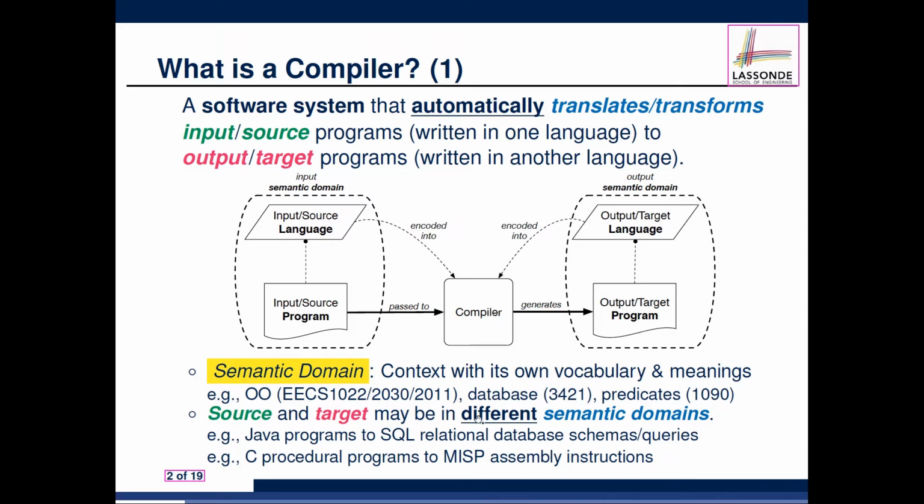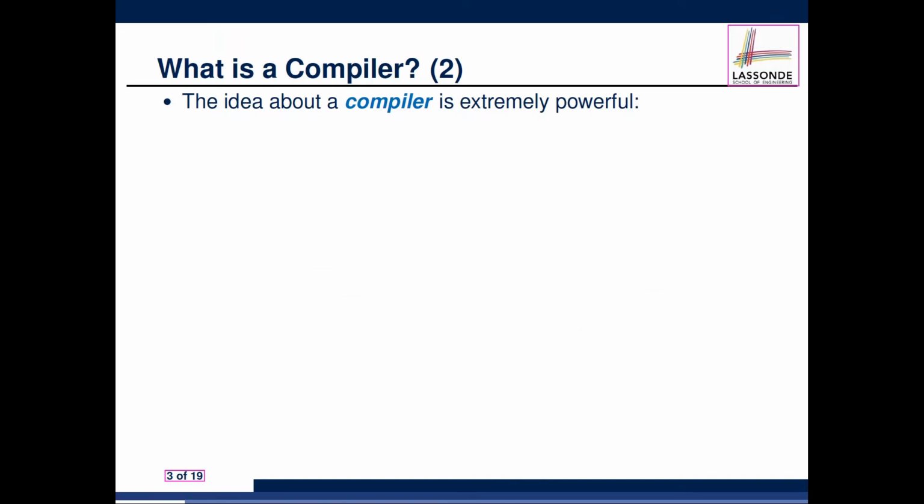Anyway, I think the first example here, to go from Java into SQL, is a more modern application of the compiler. But in your applications, even beyond this course, don't restrict yourself. You can basically translate anything to anything else. That's really my take-home message for you. The idea about a compiler is extremely powerful: turn anything into anything else.